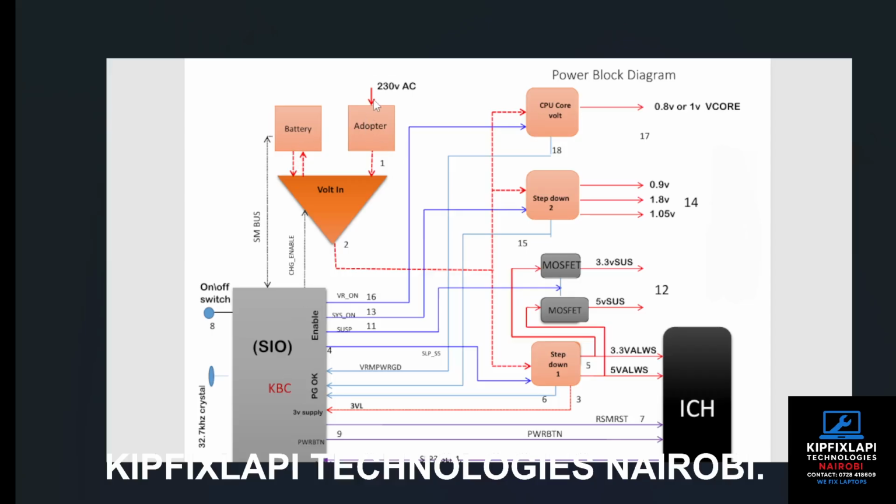So here you can start with this one. This is a 230 watts adapter that can supply a voltage. This is what we call phase one. When you see this number one, it means this is phase one. This line represents the phase one of the power supply.